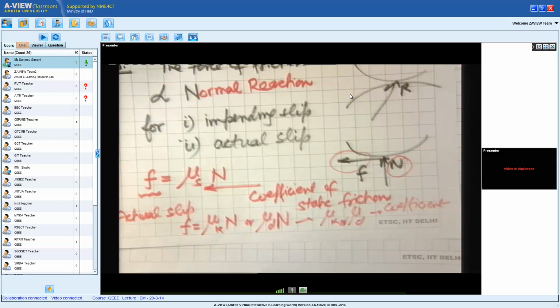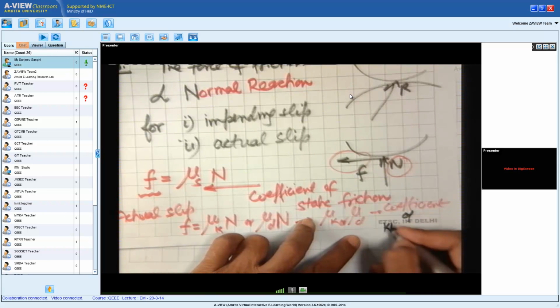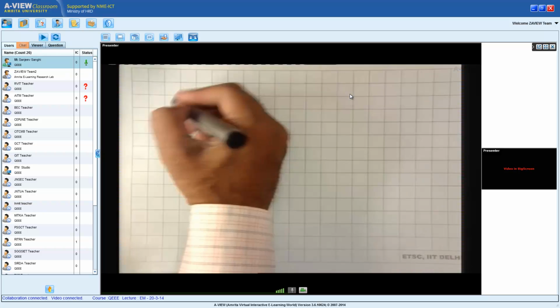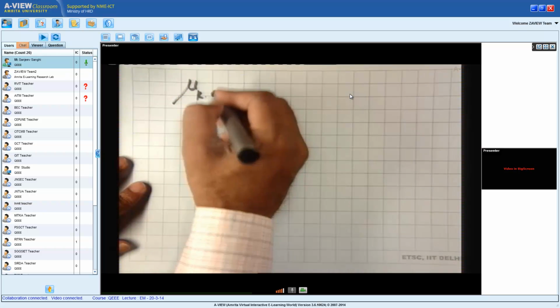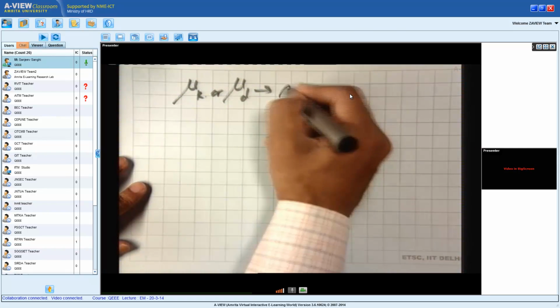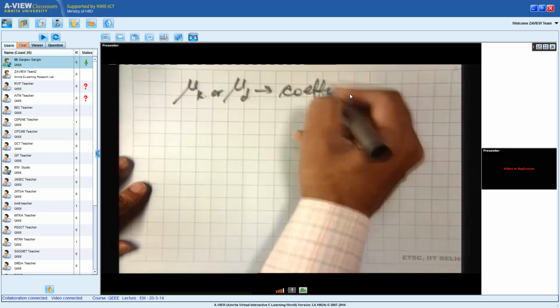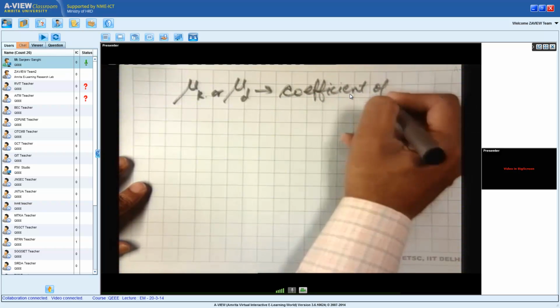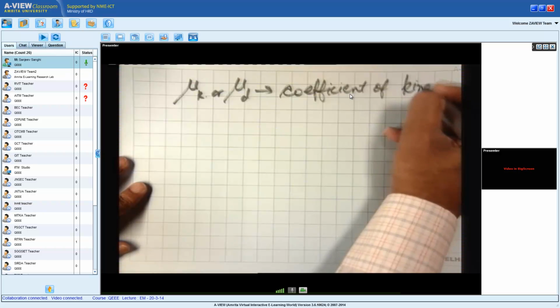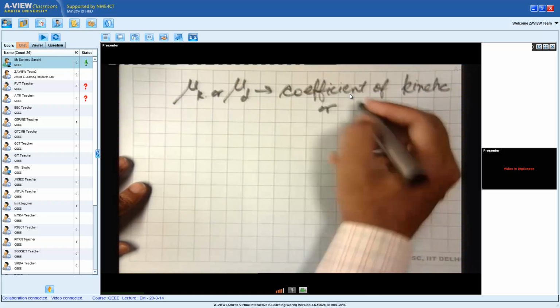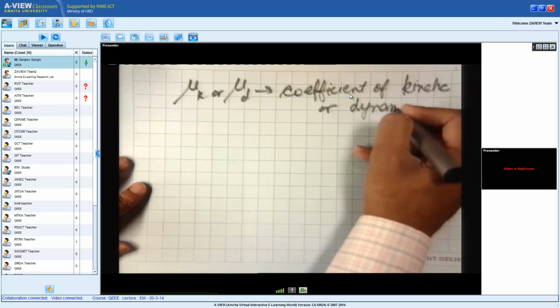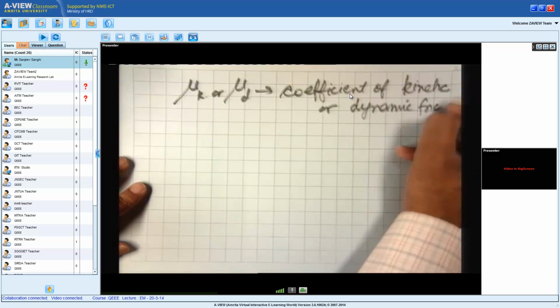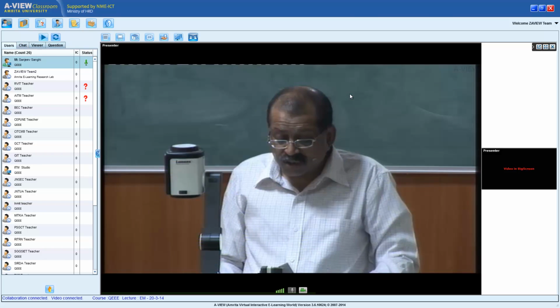where mu k or mu d is the coefficient of kinetic or dynamic friction. But this is half the story.